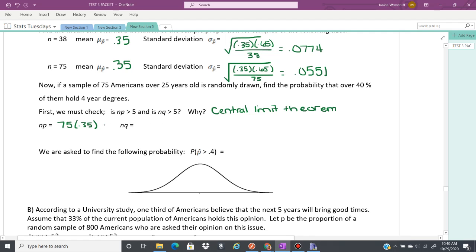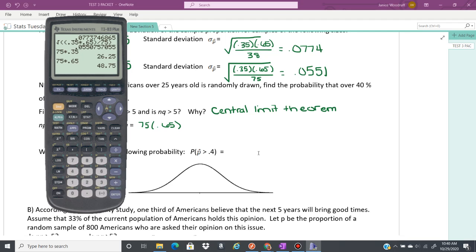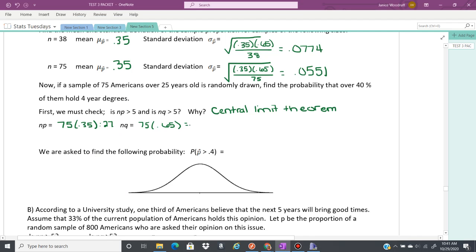Okay, so NP is 26 and change, and NQ was 49. Okay, so they're greater than 5. That's what we are concerned with. They're greater than 5, so we can continue.